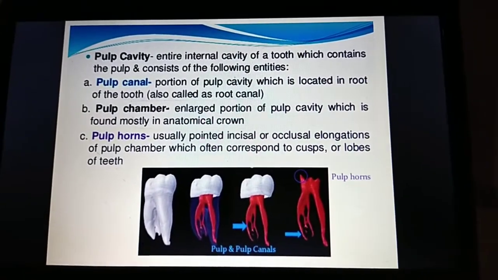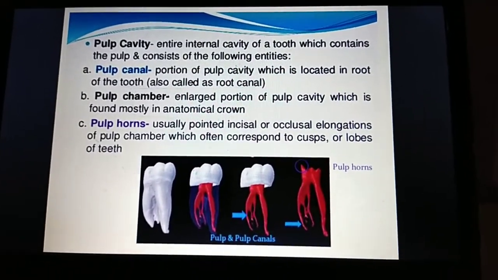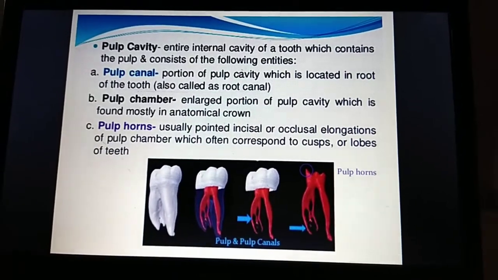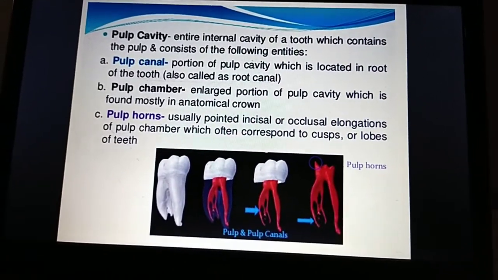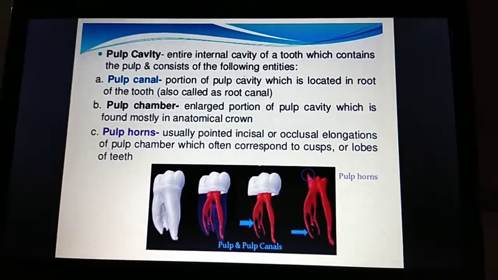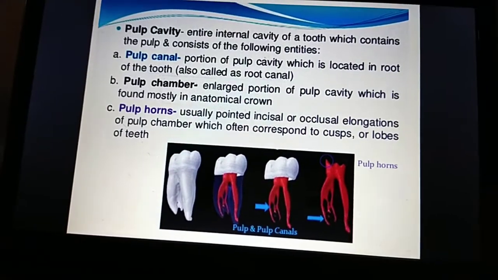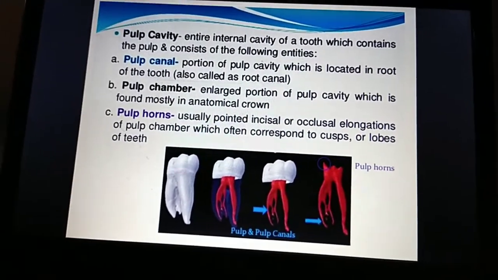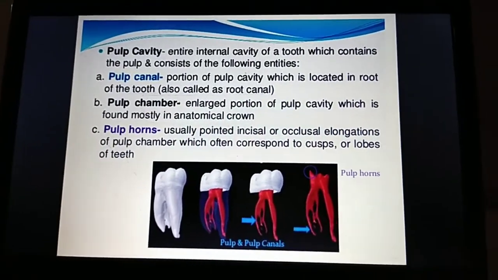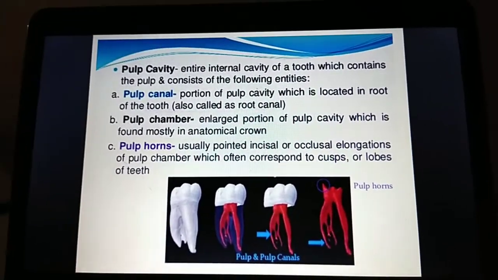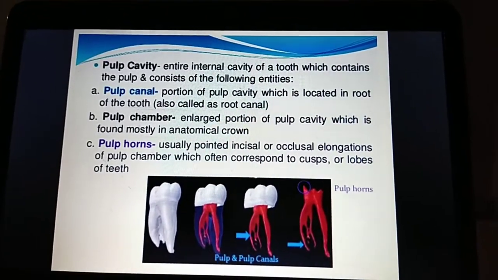They also put a cap, which means they put an artificial crown on the tooth for protection. The main function of the crown is protection of the enamel, the first line of protection for the tooth. Okay, this is about the pulp cavity, pulp canal, pulp chamber, and pulp horn.